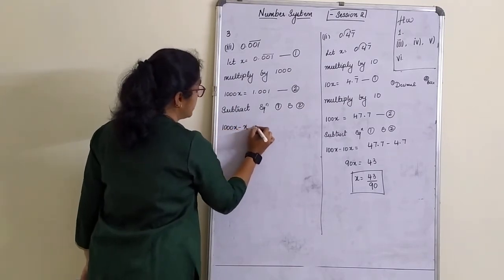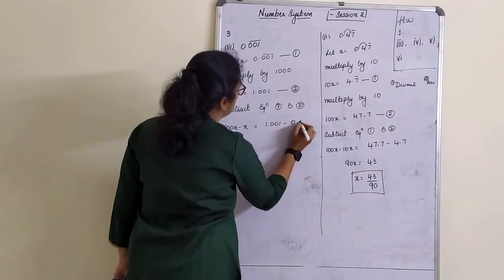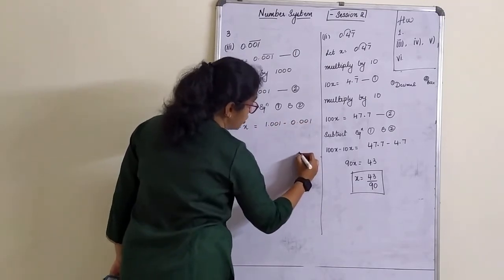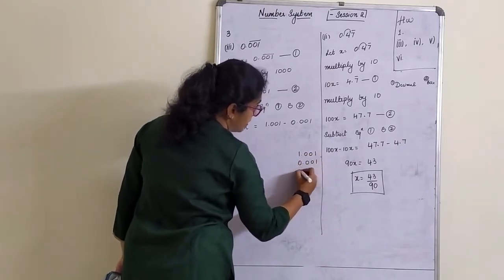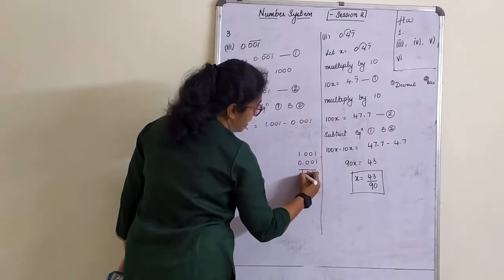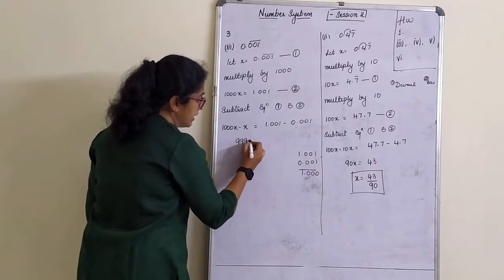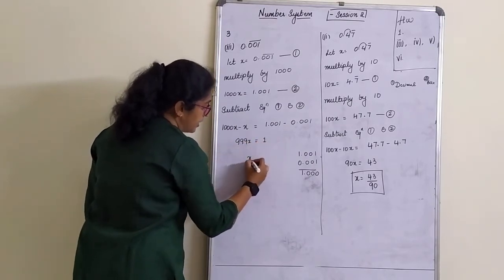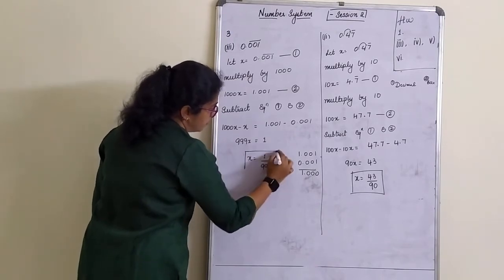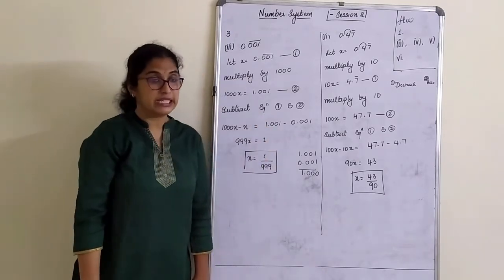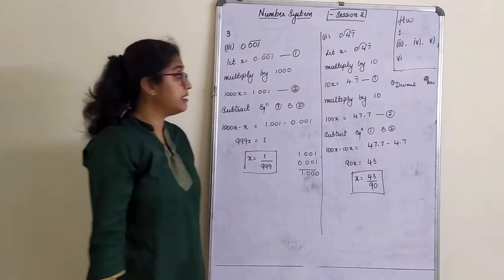1000x minus x is equal to 1.001 minus 0.001. Let's do the subtraction if you want here. 1.001, 0.001. So 0, 0, 0 and this is 1. 1000 minus 1, 999x is equal to 1. X is equal to 1 upon 999.